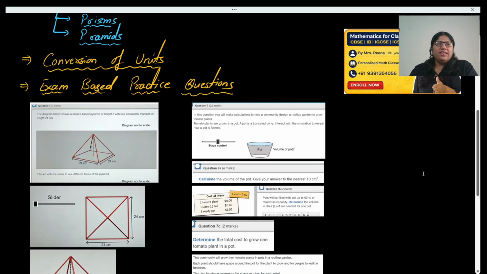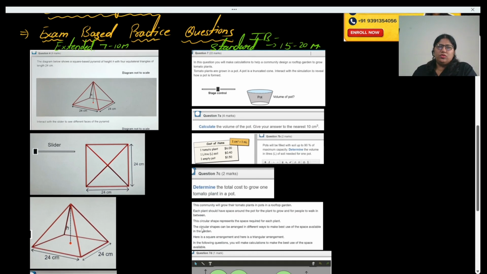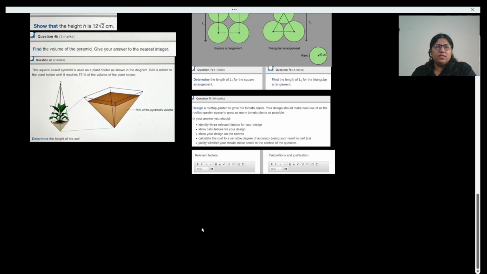Now, in the exam-based questions in the IB exam, in extended math the weightage is going to be less. It can be 7 to 10 marks for extended math, and if you are taking standard math, then the weightage is going to be more. Most of the time, for standard math, it can be 15 to 20 marks, right? What happens here is that this topic, many times you will see, will be integrated with geometry or trigonometry or sometimes investigating patterns. So these are the questions we are going to discuss, which are from the past paper.